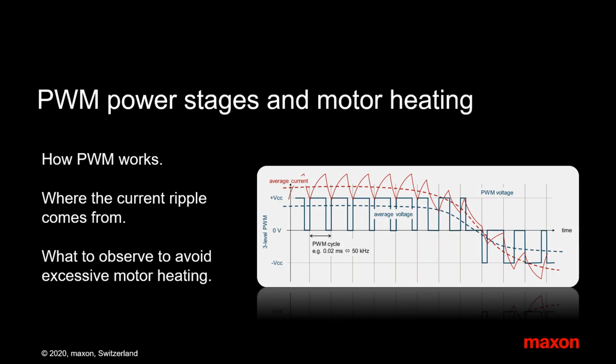Pulse width modulation, or PWM, is a method to generate different average voltage levels in the power stage of controllers in an energy-efficient way. However, PWM leads to a current ripple in the motor that can cause excessive heating. This video highlights the process and shows solutions.